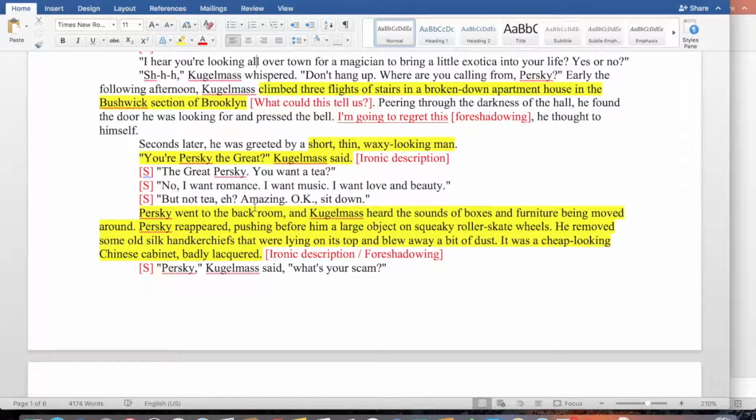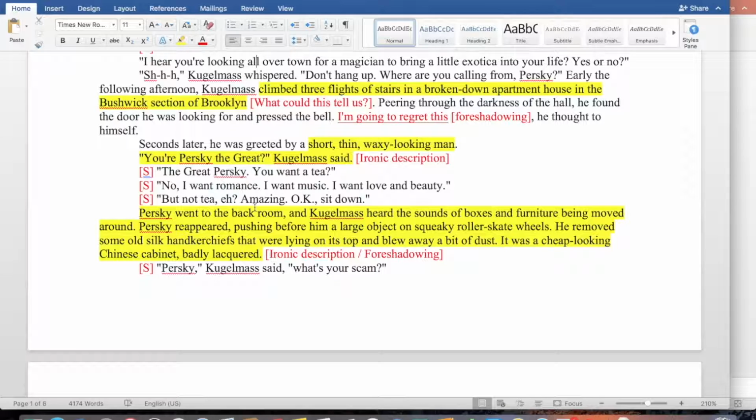So anytime you get description in a short story, remember, zoom in, highlight the important parts, right? So climb 3 flights of stairs, so out of the way, in a broken down apartment center, right? Or apartment house. So it's already indicated something's up, right? What kind of magician is in a broken down, out of the way apartment?